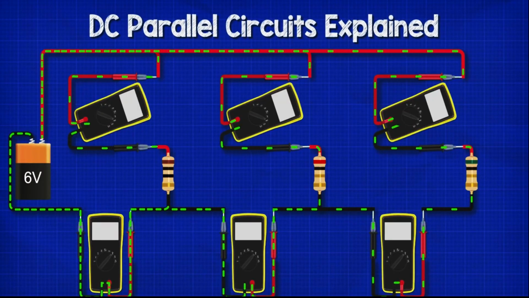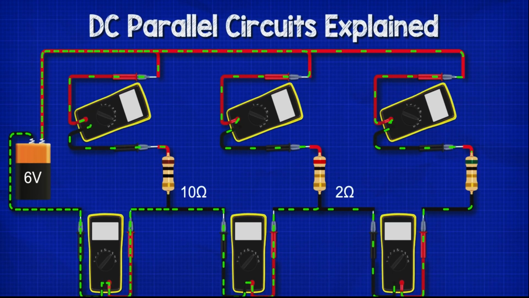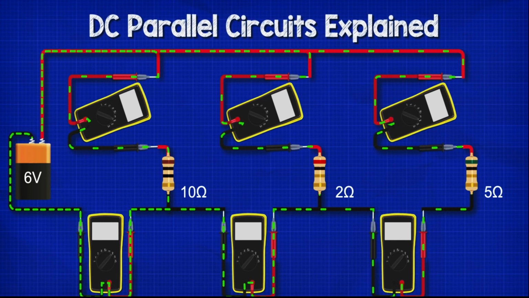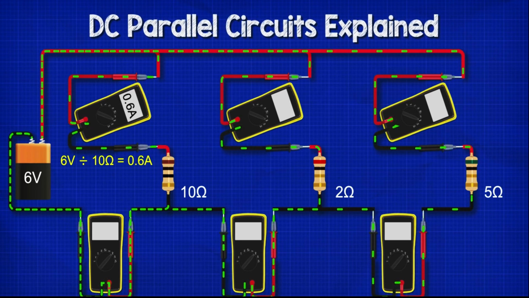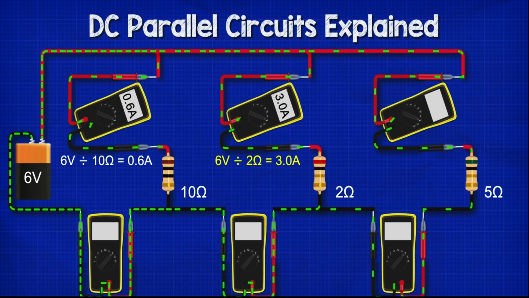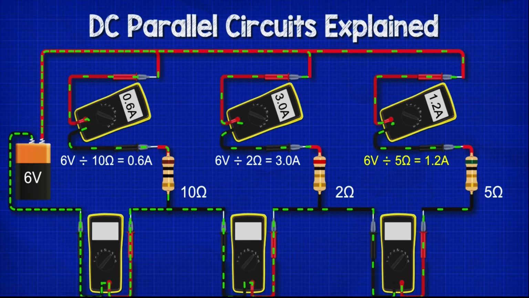Let's say we have 3 resistors wired in parallel to a 6-volt battery. Resistor 1 is 10 ohms, resistor 2 is 2 ohms, and resistor 3 is 5 ohms. What's the current flowing through each? Well, let's look at resistor 1 first. Current equals voltage divided by resistance. So 6 volts divided by 10 ohms gives us 0.6 amps. Resistor 2 is 6 volts divided by 2 ohms, which is 3 amps. And resistor 3 is 6 volts divided by 5 ohms, which is 1.2 amps.